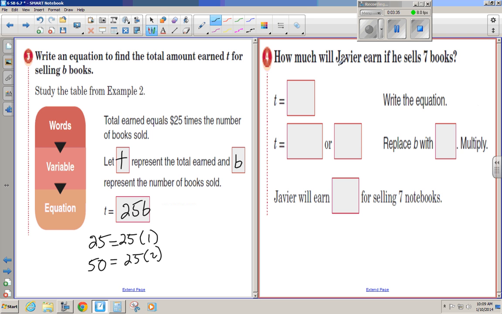All right, how much will Javier earn if he sells 7 books? Well, we have the equation 25B. And since we're selling 7 books, that number goes right here, which means I'm taking 25 multiplied by 7, which is 175. So he will earn $175 for selling 7 books.